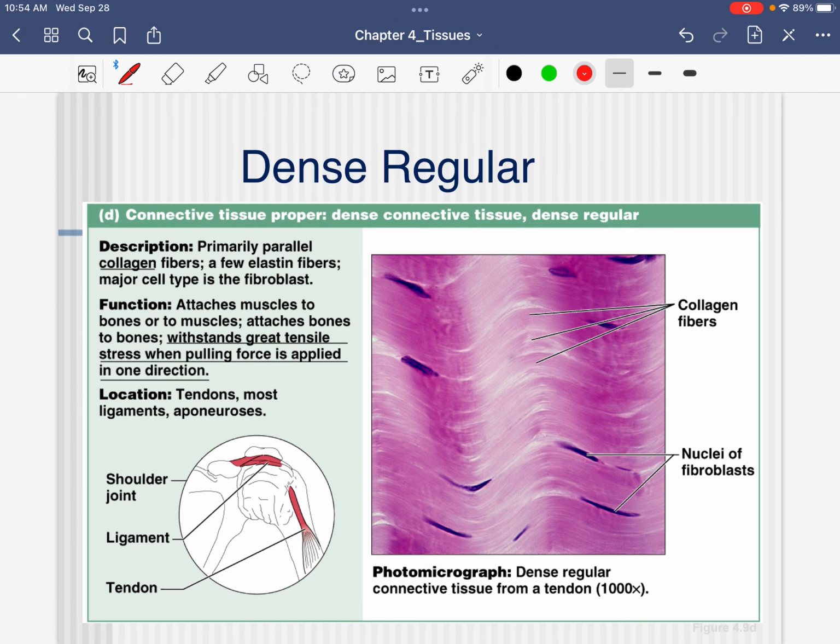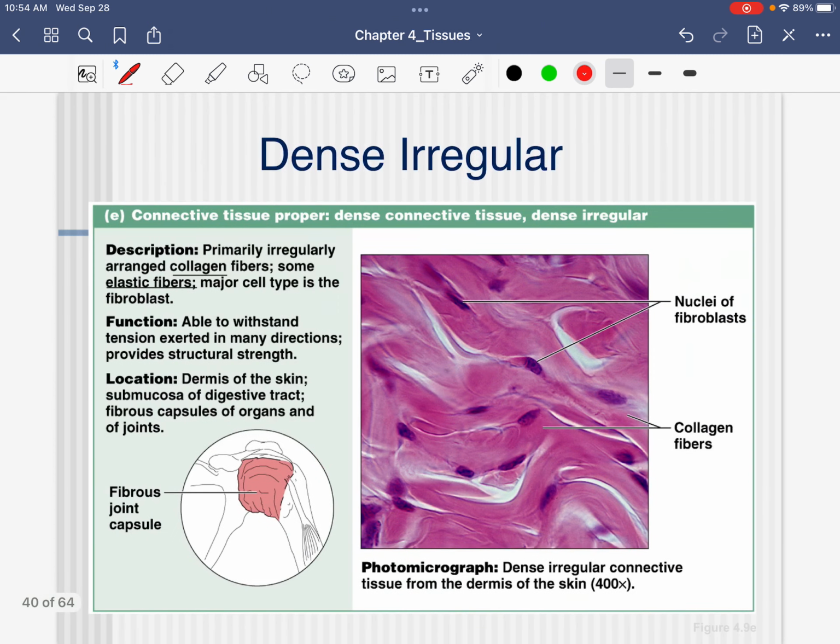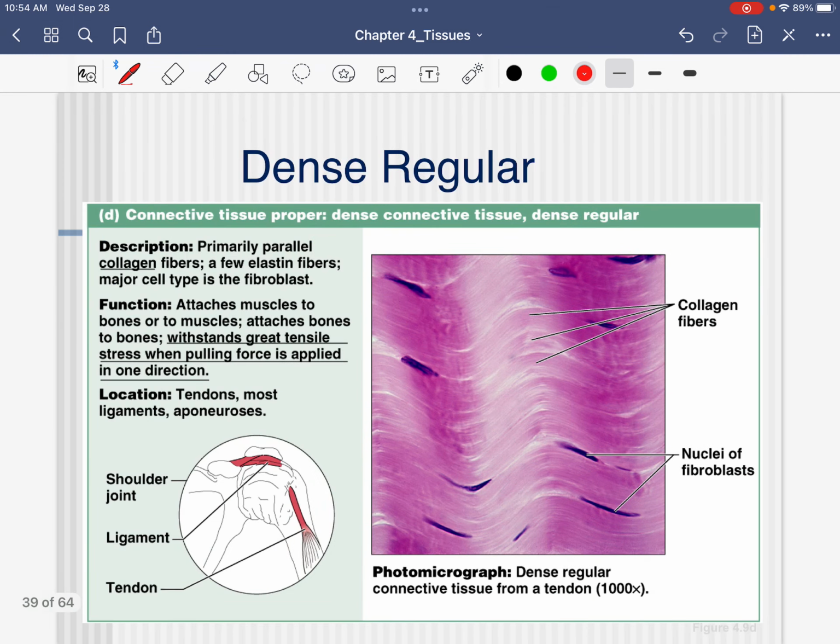Here's what dense regular connective tissue looks like, and here's what dense irregular connective tissue looks like. Dense regular, look at these thick collagen fibers. What makes this dense regular is that the collagen fibers are parallel. They may be wavy, but the collagen fibers are parallel. Where do we find dense regular connective tissue? One location would be tendons and ligaments.